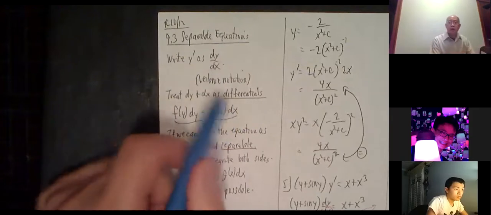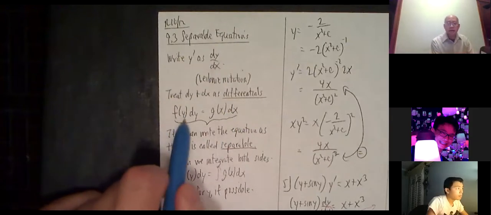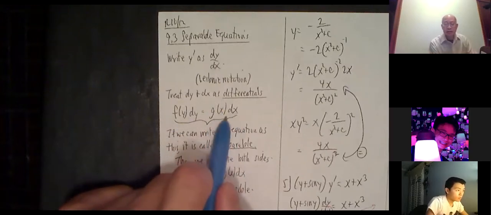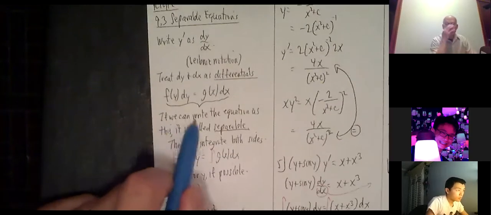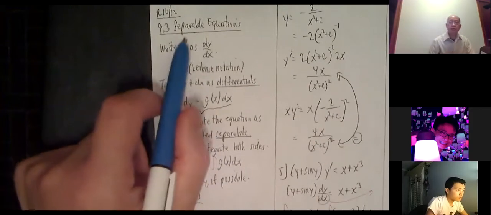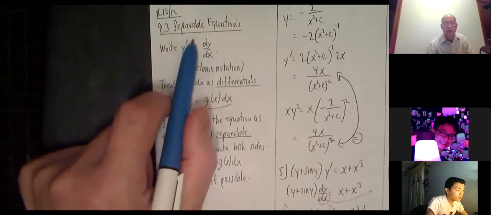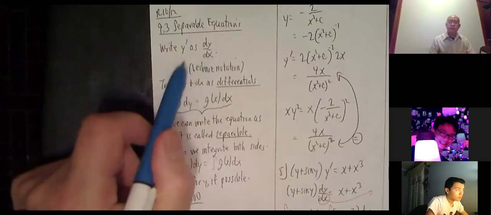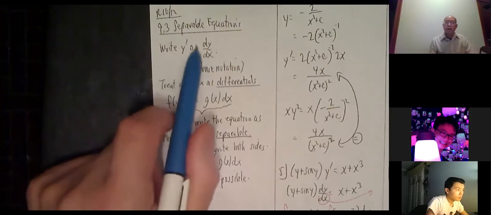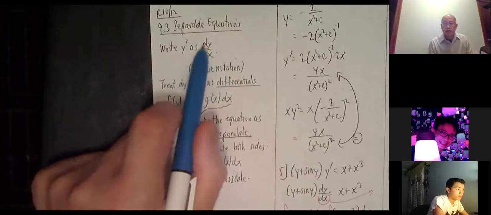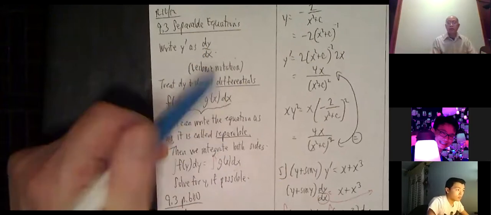By means of algebra, can you get all the y's and dy on one side and all the x's and dx on the other side? If we can write the equation as this, then it's called separable. It's what's called a separable equation. The concept's not really that hard, I think. I think you'll find it's not so bad. So you have a differential equation. You might see y prime. Write it as dy dx. Using algebra and treating dy and dx as if they're their own variables.